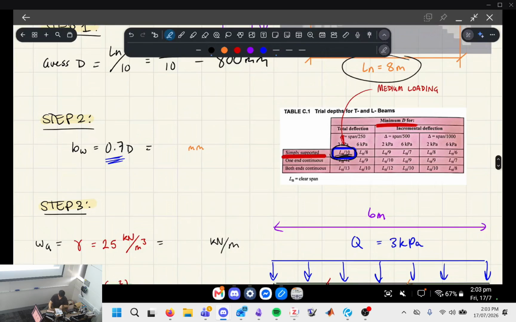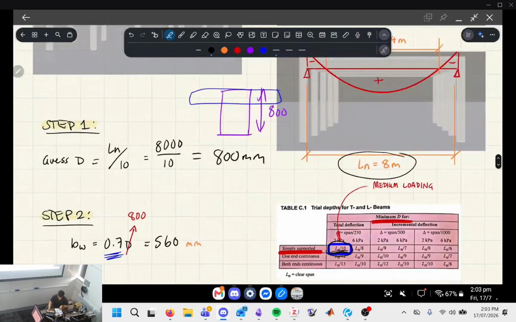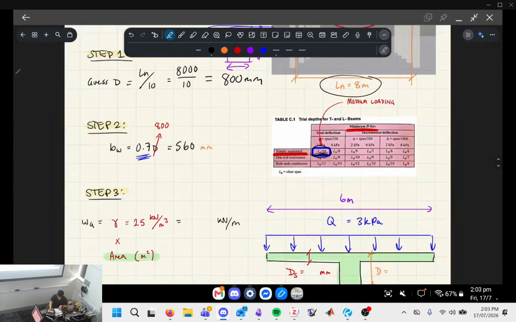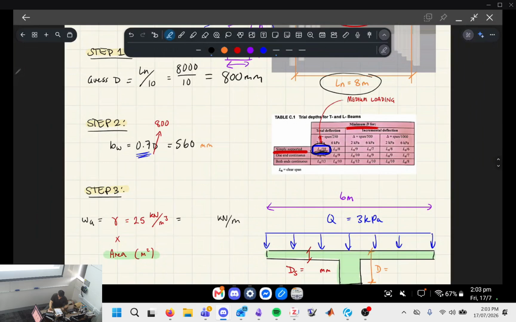Once we plug that in, we get 560. Looking back at the diagram, that's saying we're going to guess the concrete beam's width is 560, the rectangular portion. Okay, cool. That's the second step.